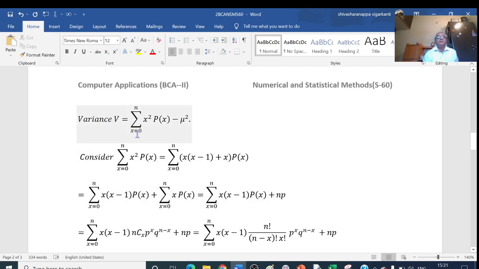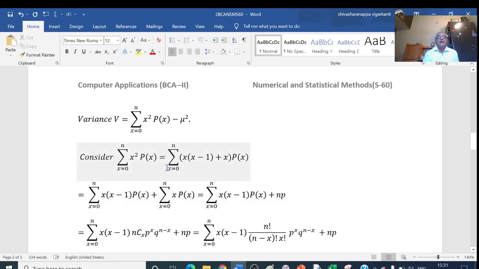Variance is defined as sigma x from 0 to n x square into px minus mu square. Okay, this is the definition. I will simplify this. First consider this quantity. Consider sigma x from 0 to n x square into px. This is equal to sigma 0 to n. I am writing this x square as x into x minus 1 plus x. This is nothing but x square. See here, x into x is x square minus x plus x. That is, I am adding x and I am subtracting x. I am writing in this form.